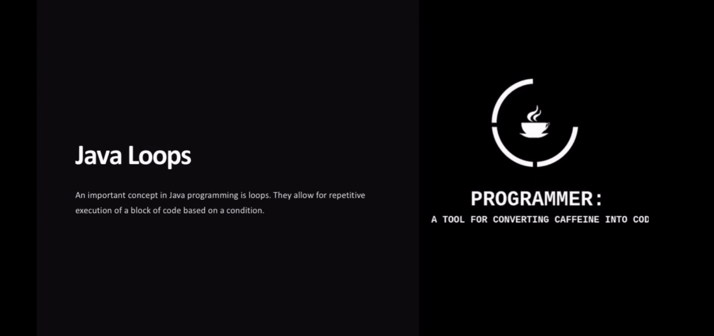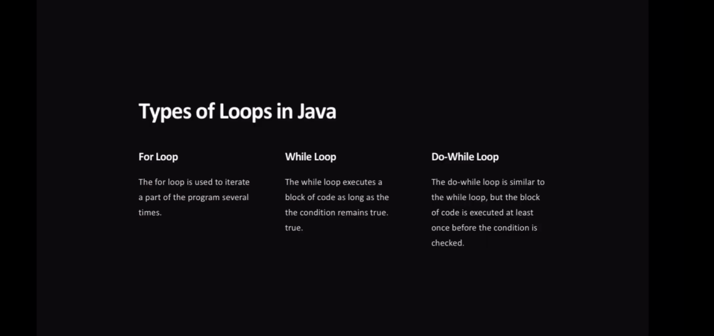An important concept in Java programming is loops, as they allow for repetitive execution of a block of code based on a condition. Types of loops in Java contain the for loop, while loop, and do while loop. The for loop is used to iterate a part of the program several times.